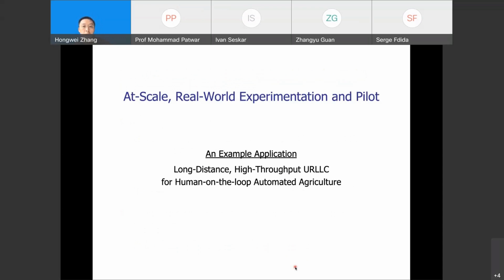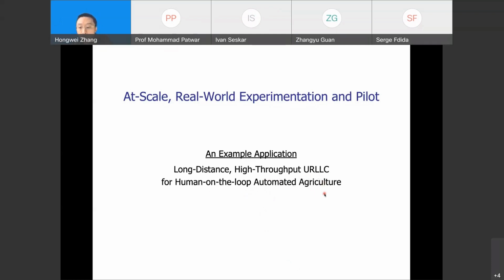Before I conclude, I just want to share one note that also relates to the panel after this. The question is, because URLLC is so new, we need to look at where and how we can try out potential solutions that may become available in the coming years. Before I share the ARA wireless testbed that folks have been alluding to, let me share one scenario which I feel could be one of the drivers for early adoption, especially for the early pilot. This is about long-distance high-throughput URLLC that can be used for human-on-the-loop automated agriculture.